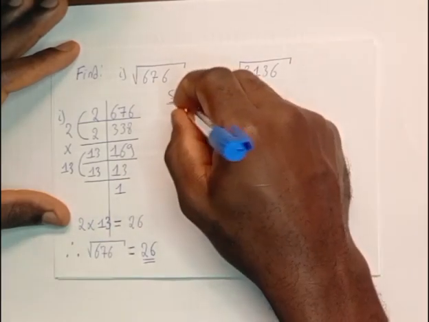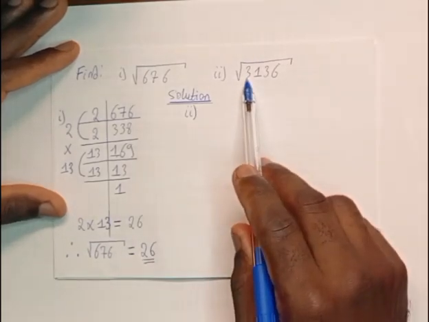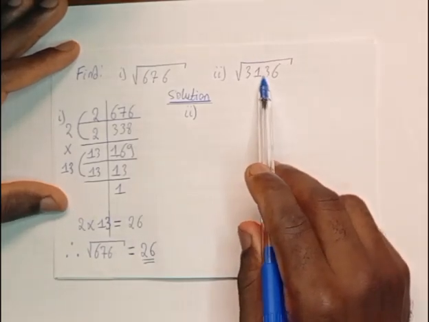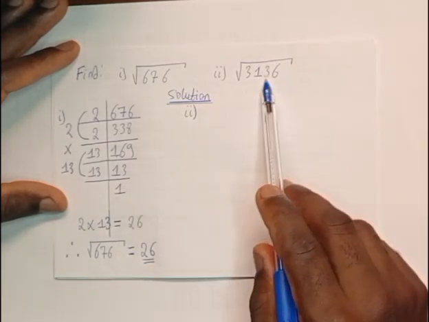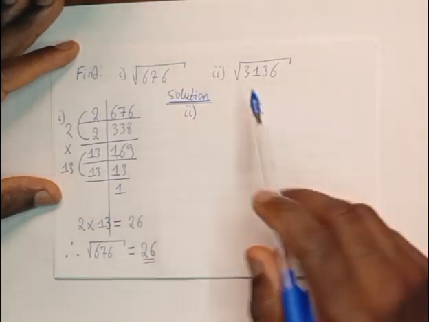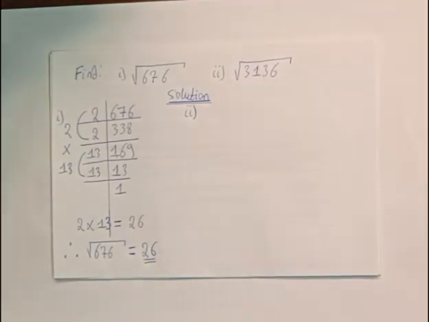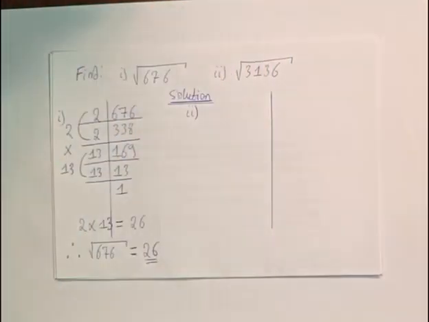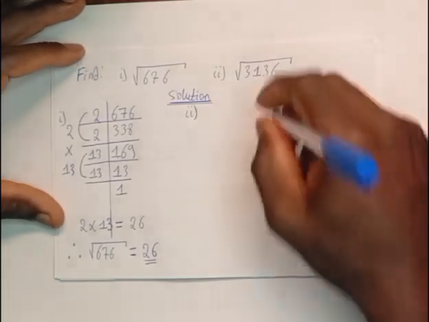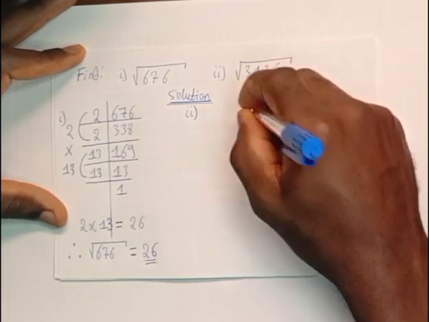We move now to question 2i. We have to find the square root of 3136. The square root of this number is simply the number c, so that we will multiply c by itself. That means c times c. The result will be 3136. Let's make use of the tabular method. Write down the given number 3136.